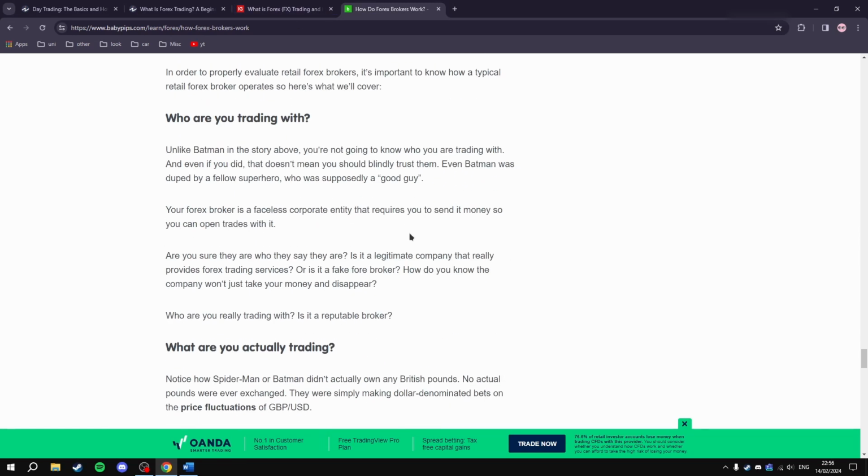Who are you trading with? Unlike Batman in the story above, you're not going to know who you're trading with, and even if you did, that doesn't mean you should blindly trust them. Even Batman was duped by a fellow superhero who was supposedly a good guy. Your forex broker is a faceless corporate entity that requires you to send it money so you can open trades with it. Are you sure they are who they say they are? Is it a legitimate company that really provides forex trading services, or is it a fake broker? How do you know the company won't just take your money and disappear? Who are you really trading with? Is it a reputable broker?